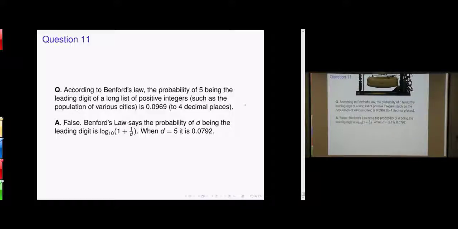Anyway, last semester there was a test problem like this. Benford's law says the probability of D being the leading digit is this. Now D is 5, so you have to calculate log 10 of this number. You have a calculator, so punch it in. I think the result will be this, it's not that. That is probably 4. But anyway, this is false.